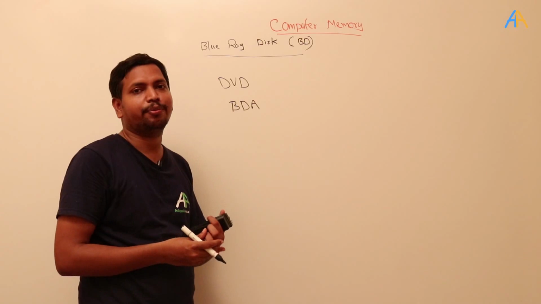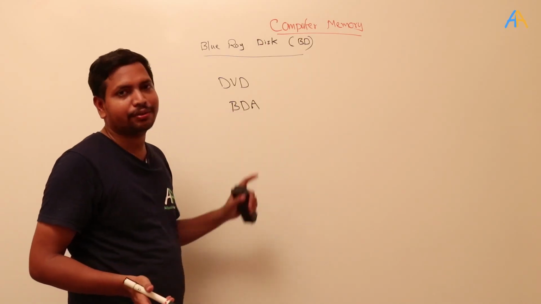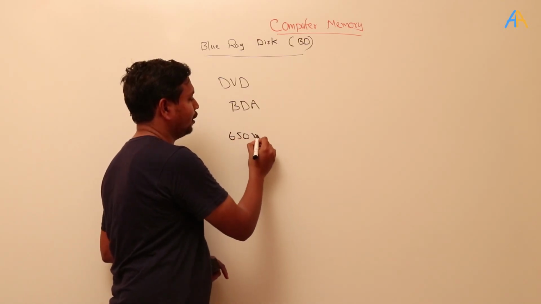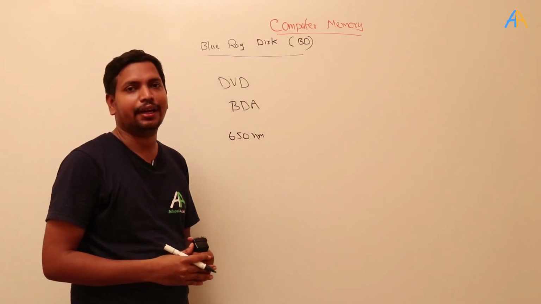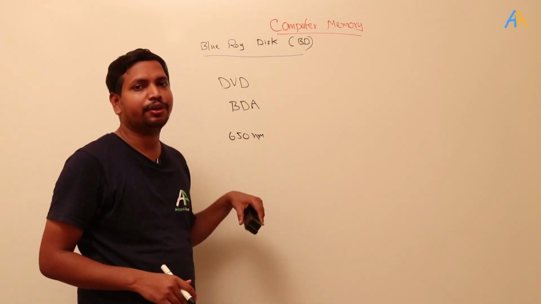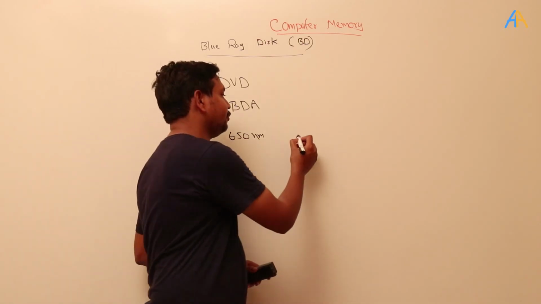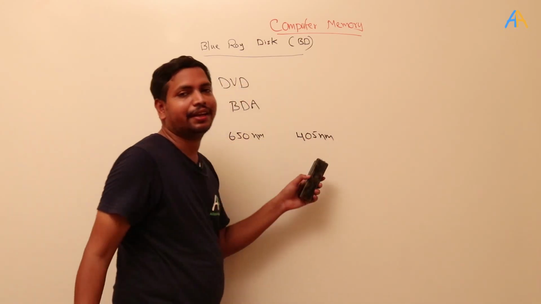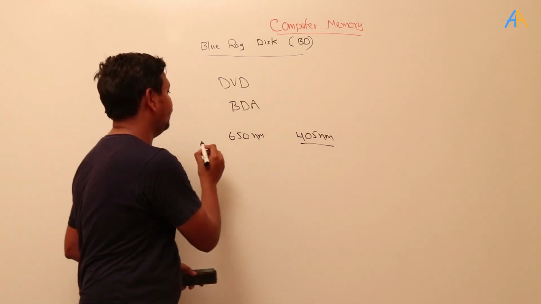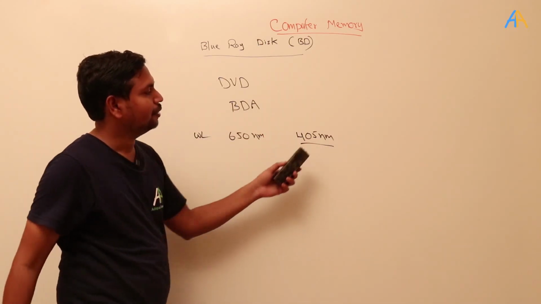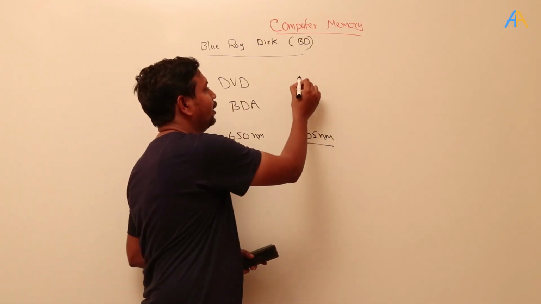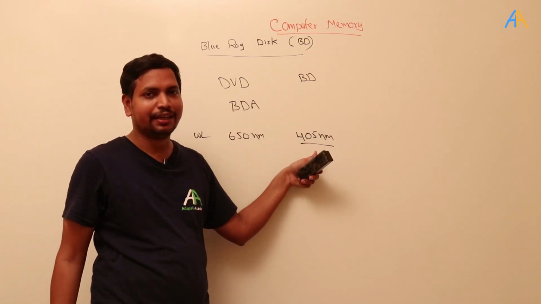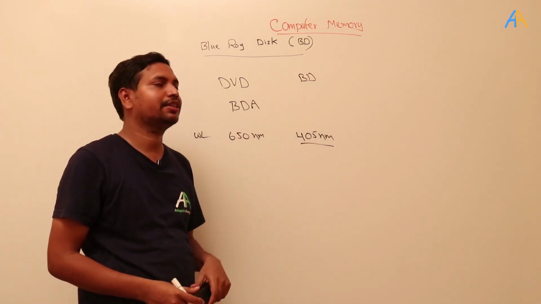So how are we improving the density when compared to a DVD? In a DVD we are using around 650 nanometer wavelength laser light to read the data. In Blu-ray we use a lesser wavelength, 405 nanometers. That means it is sharper. The wavelength is less in Blu-ray, so that it can read smaller areas and more data. So the density will be increased by about 10 times.